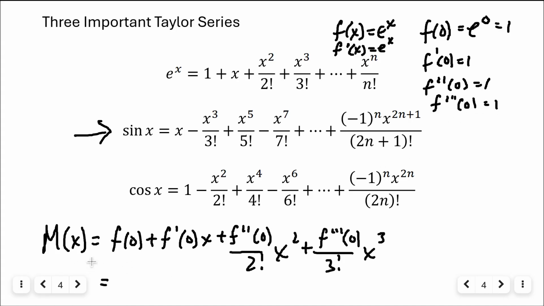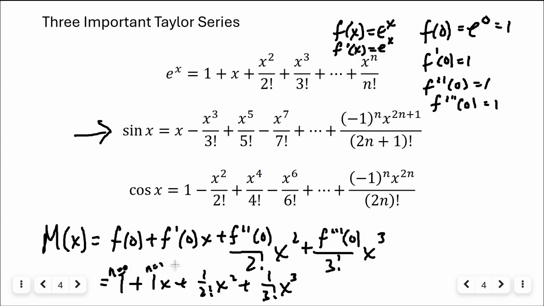So that means my Maclaurin polynomial would be 1 plus 1x plus 1 over 2 factorial x squared plus 1 over 3 factorial x cubed. Now, your goal here would be to take these terms and write them with a general term. We can in fact do that by using x to the n over n factorial. You can see it, right? If n equals 0, you get 1.